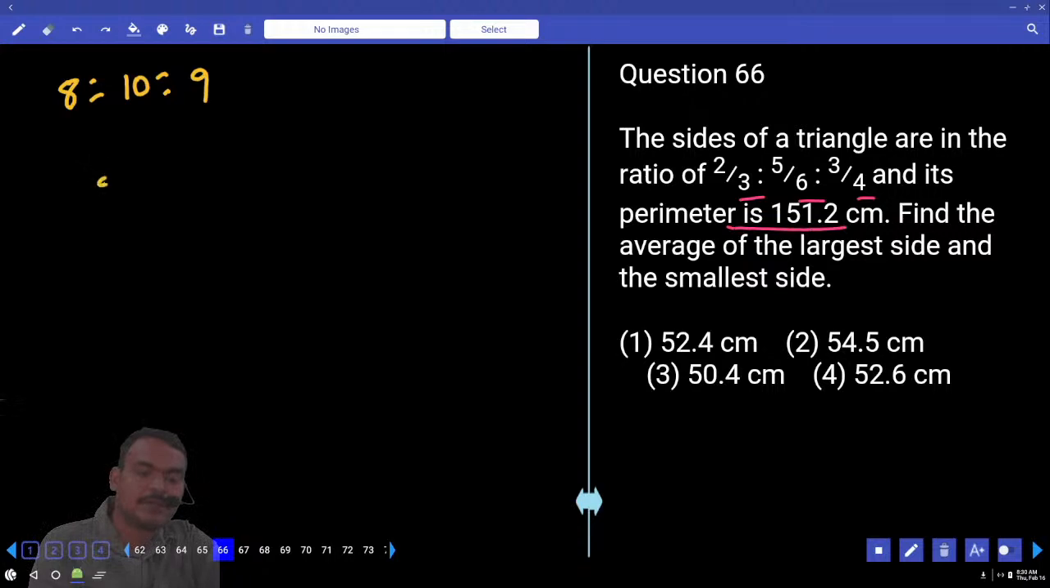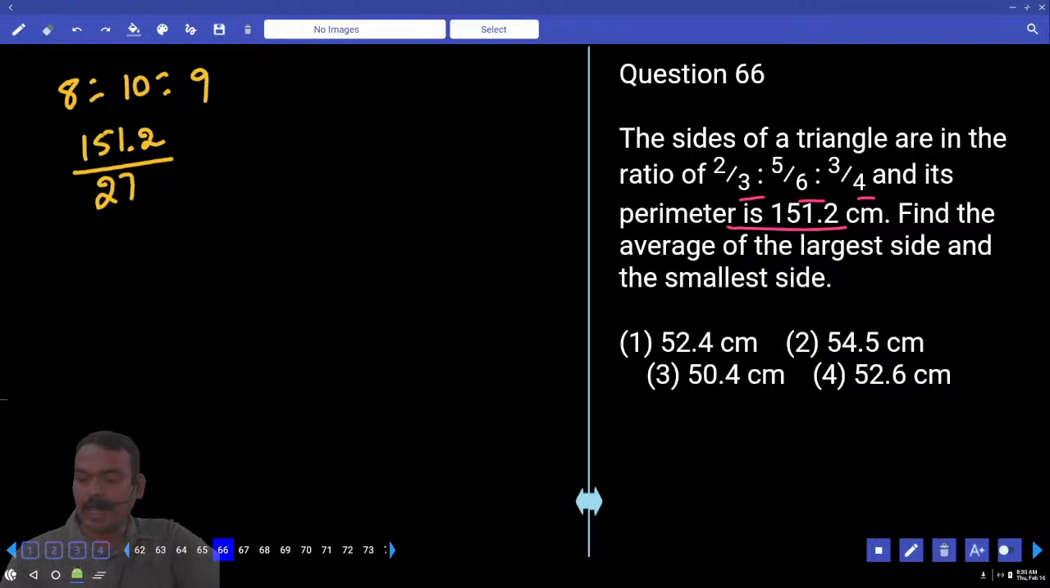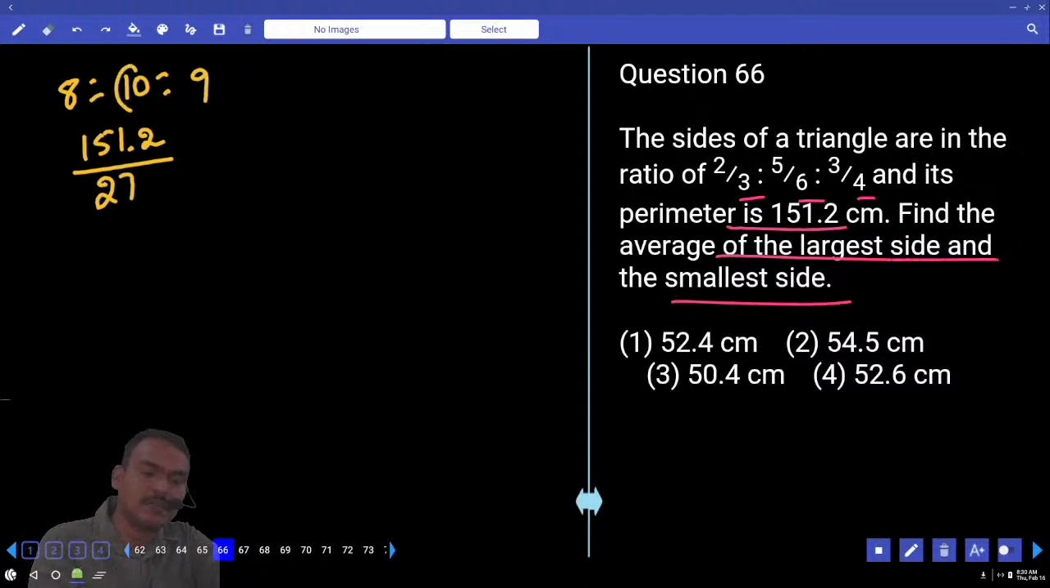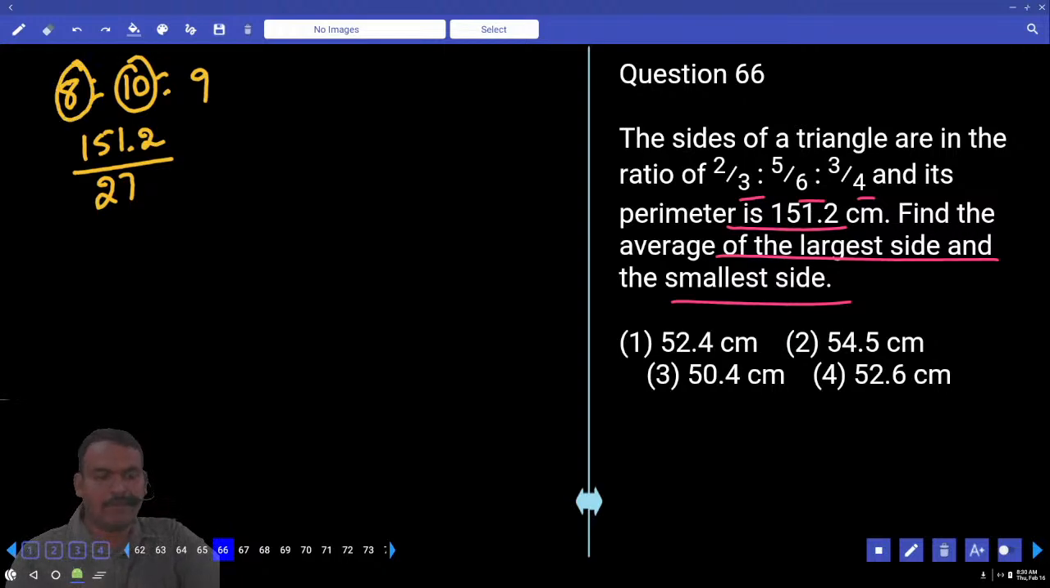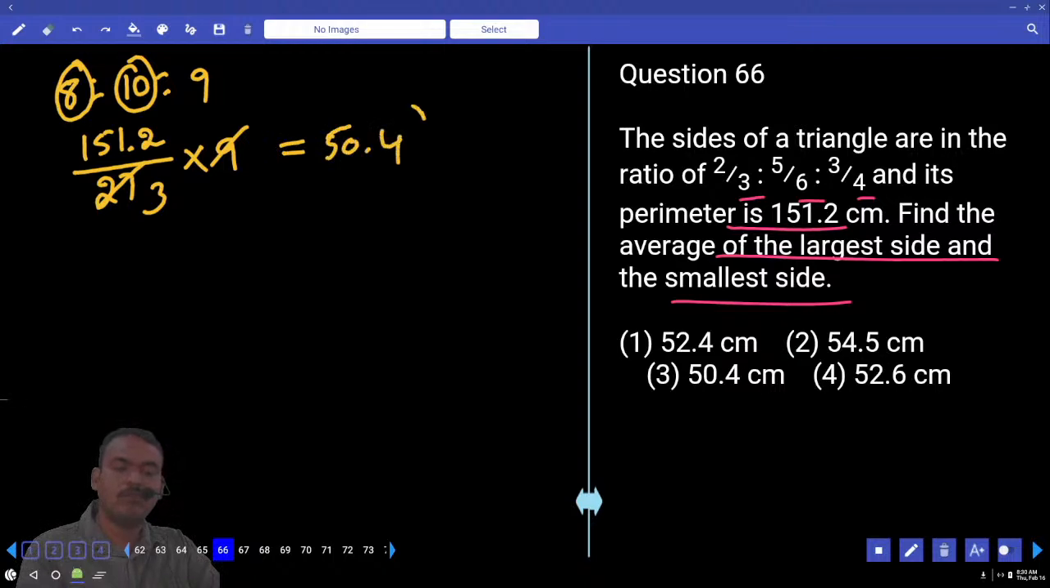What is the sum of the parts? 27 parts. What is the value of 27 parts? 151.2. Which one do we require? The average of the largest side and smallest side. What is the largest side? 10 parts. Smallest side? 8 parts. Average? The sum will be 18. Average? 9 parts, or not? So 9 by 27 means 1/3 or 1/4? 1/3. 151.2 by 3, we get 50.4.